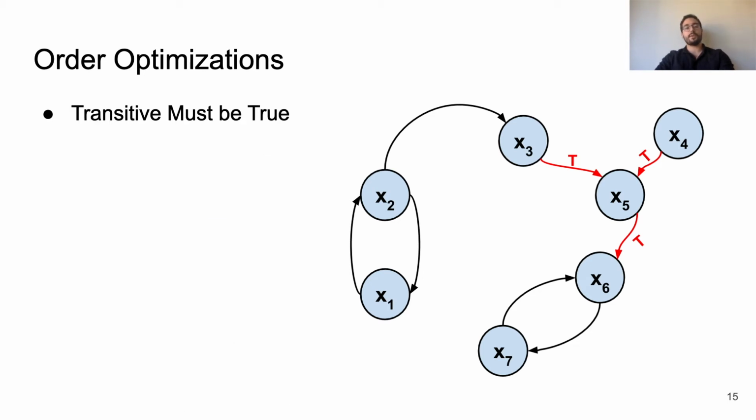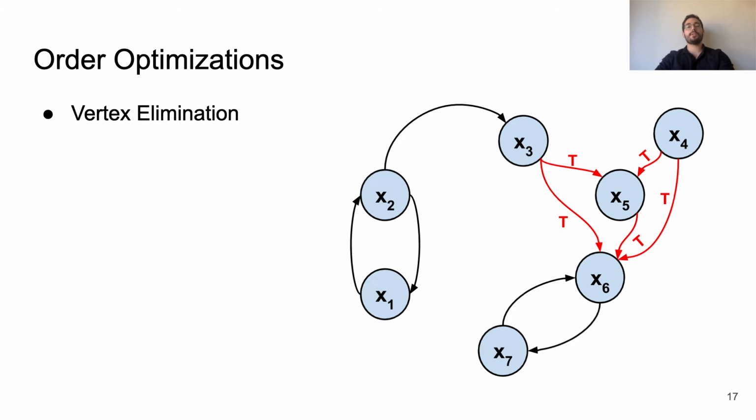The first optional optimization is transitive must be true, which traverses the graph and adds order implied by transitivity. In our example, x3 is ordered before x5, and x5 is ordered before x6, so it can be inferred that x3 is ordered before x6. Same reasoning for x4.